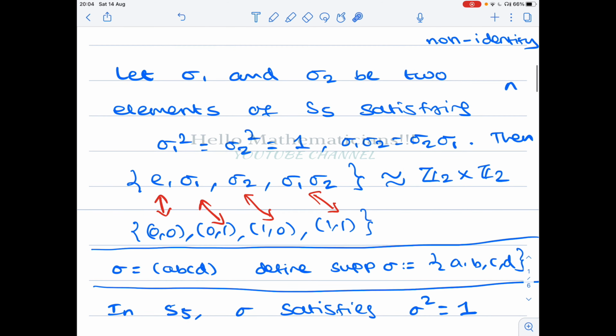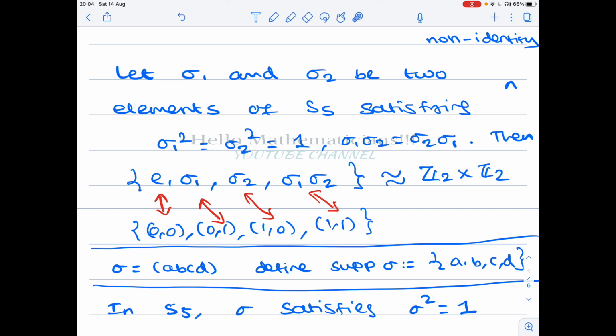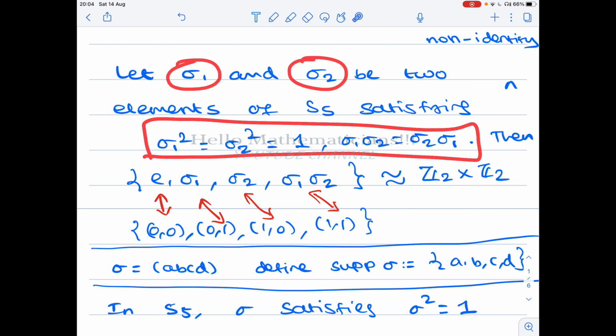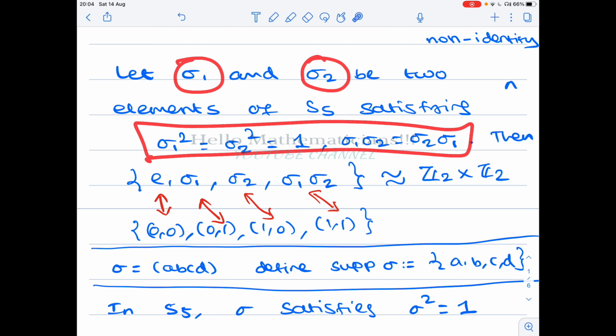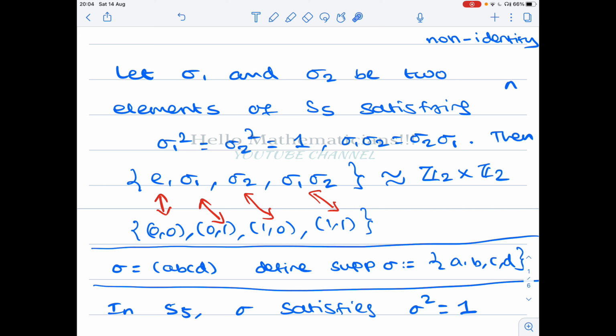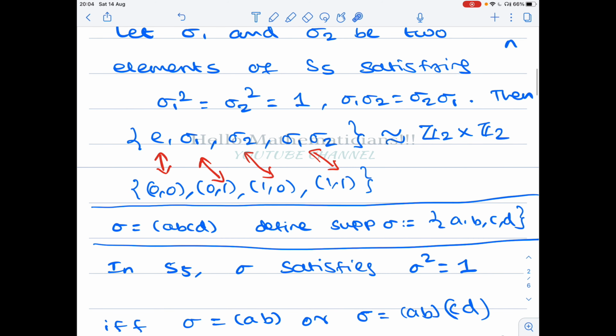So to form a subgroup of S5 isomorphic to Z2 cross Z2, first you have to find two elements satisfying all these conditions. If you can count how many such elements there are in S5, using that you can count how many subgroups there are in S5 isomorphic to Z2 cross Z2. Once you know all these subgroups, then you can use the conjugacy equivalence relation to count the number of equivalence classes. So let's see how to proceed further.